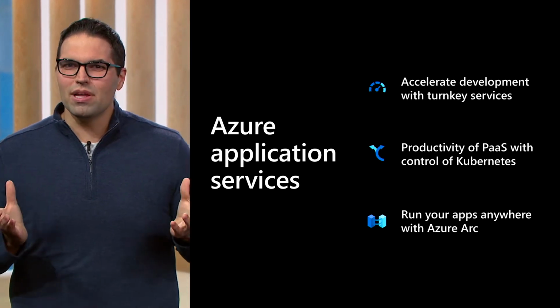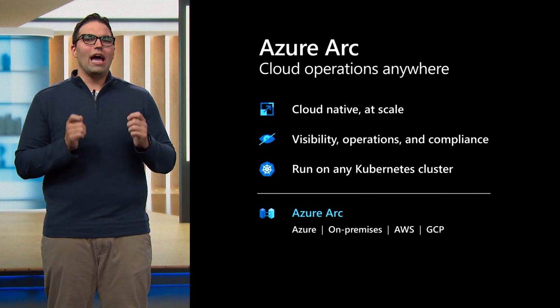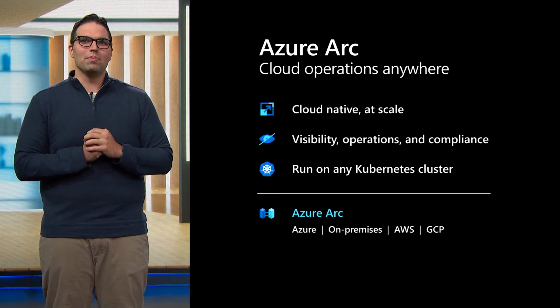So what's enabling the multi-cloud, multi-edge vision? It's Azure Arc. Azure Arc brings cloud operations anywhere for your cloud-native applications. So first, Azure Arc helps you build cloud-native apps anywhere at scale. You can use DevOps techniques to deploy and manage Kubernetes apps with your choice of any certified Kubernetes distribution.